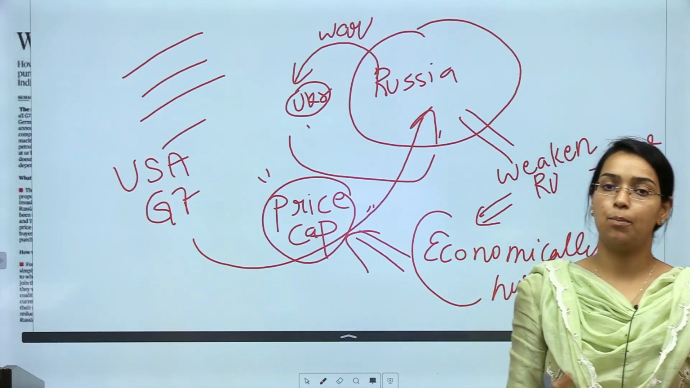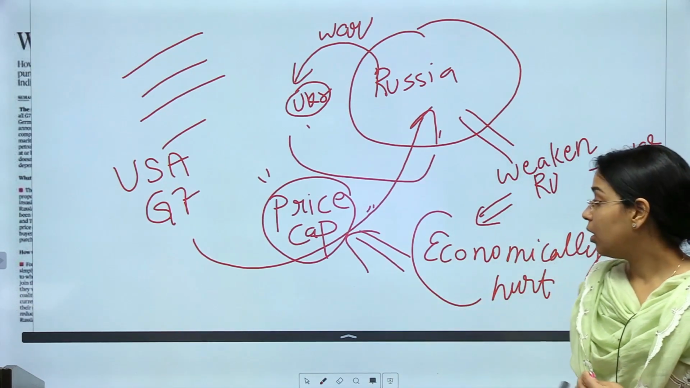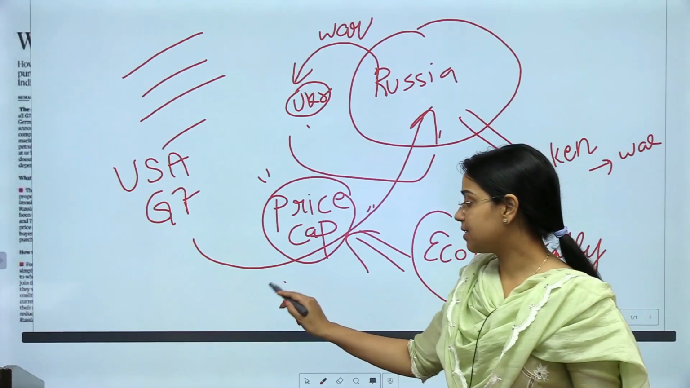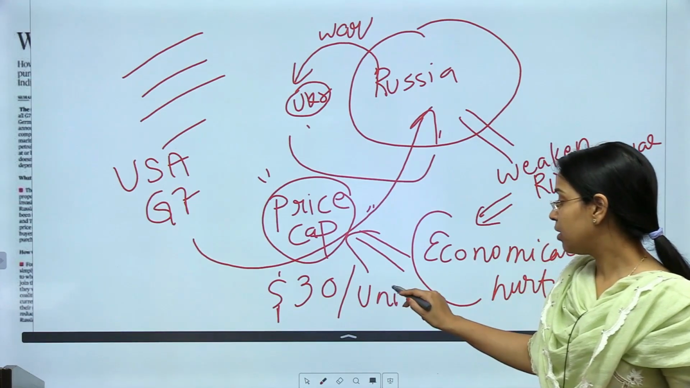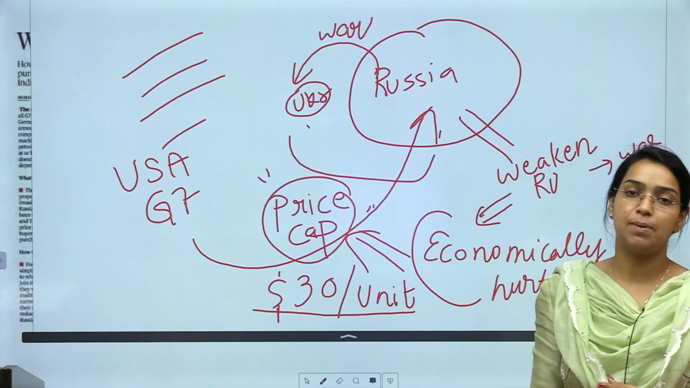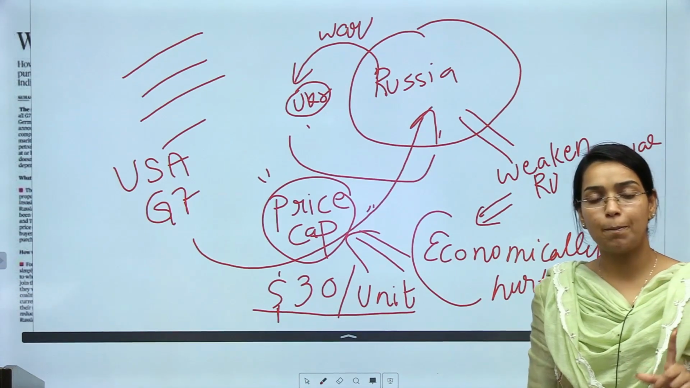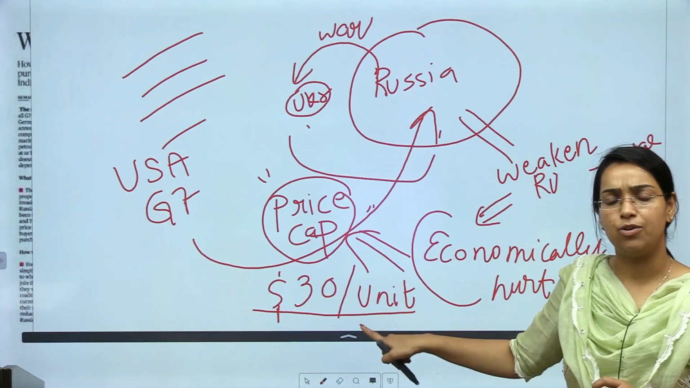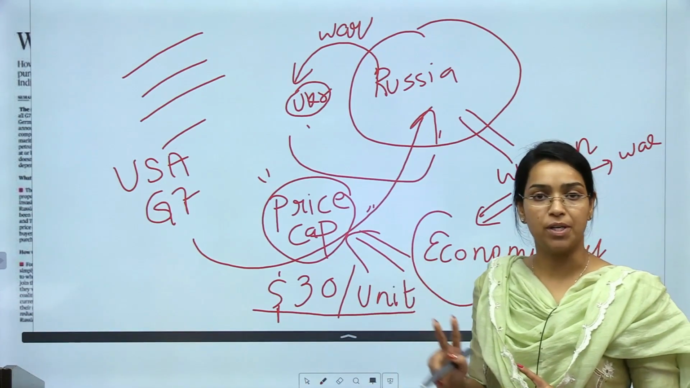रशिया की कमाई का बहुत मेजर सोर्स है सेलिंग ऑयल, राइट? So now what these countries are saying is that we will fix a price, let's just say $30 per unit. We will fix this price at which Russia will be able to sell its oil. Any other country will not buy oil from Russia above this price, right?